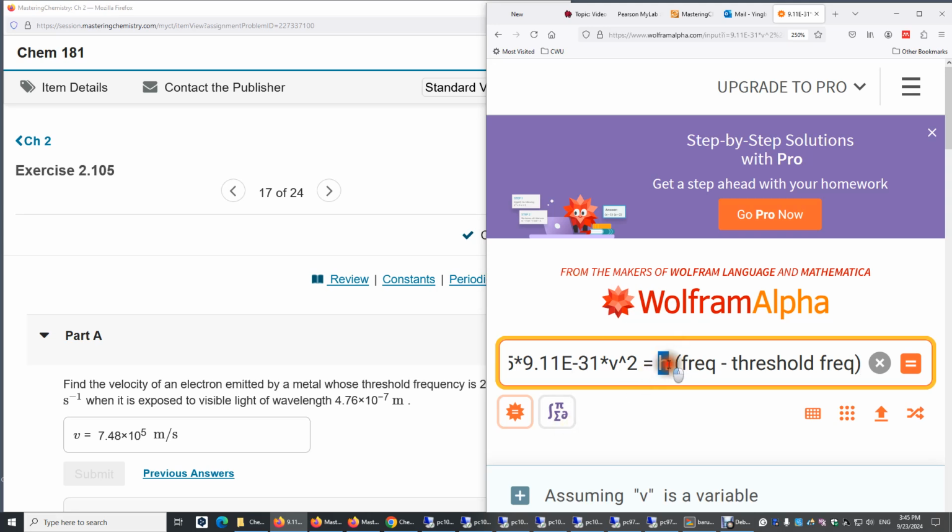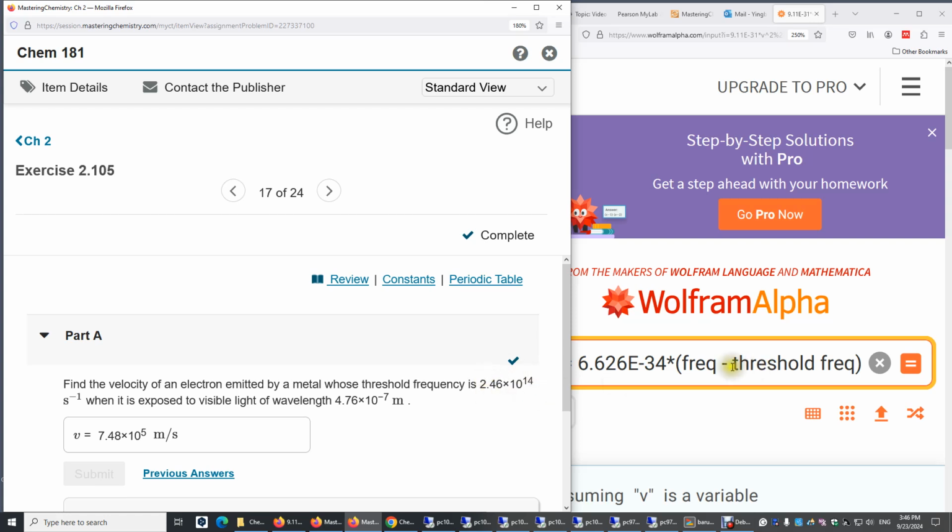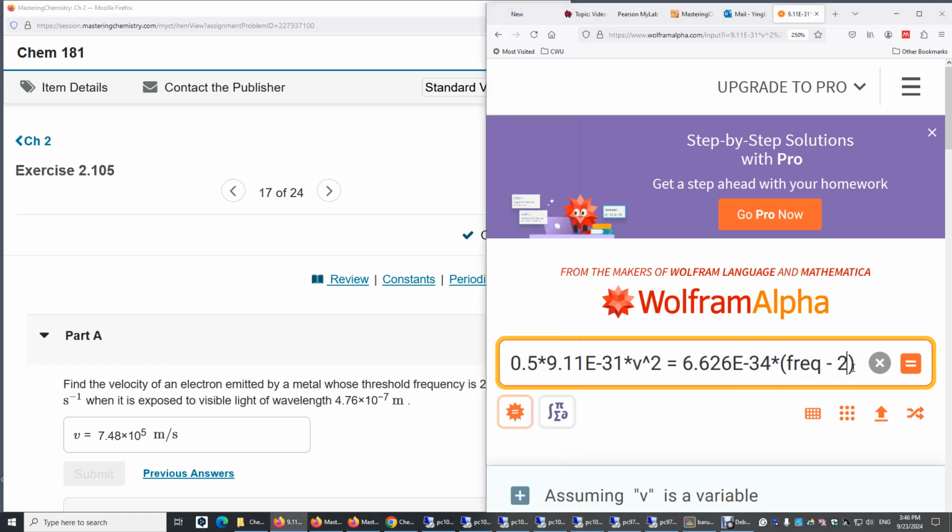H is the Planck constant. We can look up its value. And then we have frequency from this lambda, threshold frequency from this piece of information. The frequency of this photon is the speed of light divided by the wavelength. This is the speed of light in the SI unit divided by lambda.